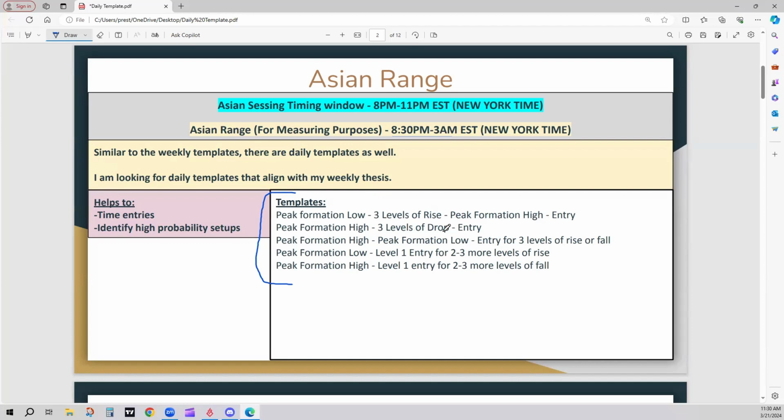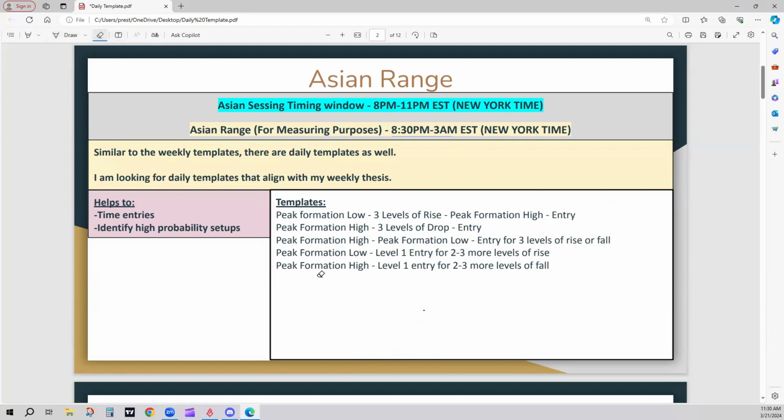Peak formation low, 3 levels of rise, peak formation high, then I'm looking for an entry. Peak formation high, 3 levels of fall, so basically the opposite of the first one, right? Peak formation high, then the peak formation low. This could be like a 3-session setup, right? Where maybe Asia's put in a high, come down, London's put in a low, pulled off the low, and then entry for 3 levels of rise or fall. So maybe they trade back down into the low. Doesn't this kind of look like a short squeeze setup? And then you get your breakout and they do 3 levels of rise, something like this. All right. And then they end the day in consolidation, which you're going to see.